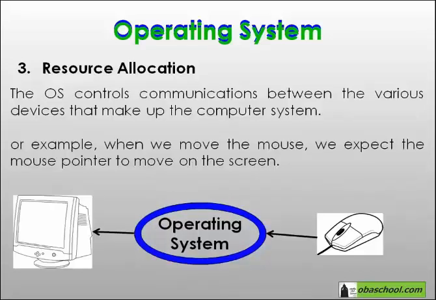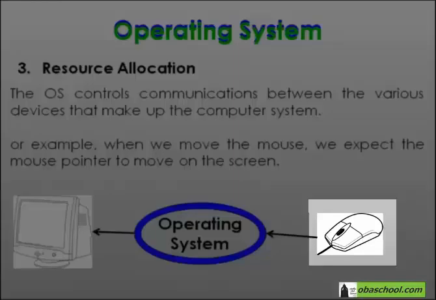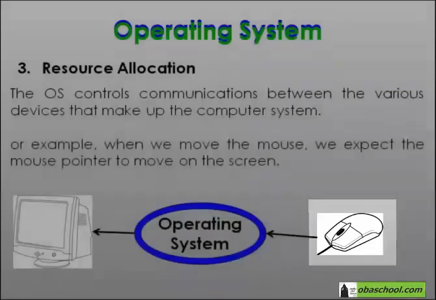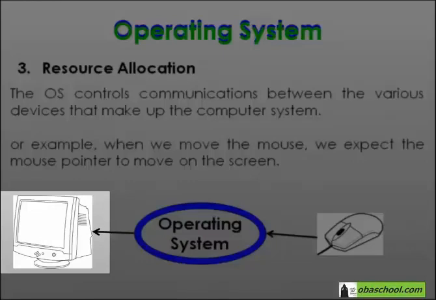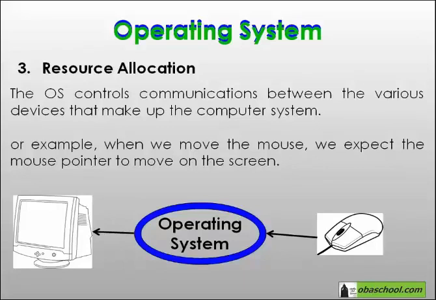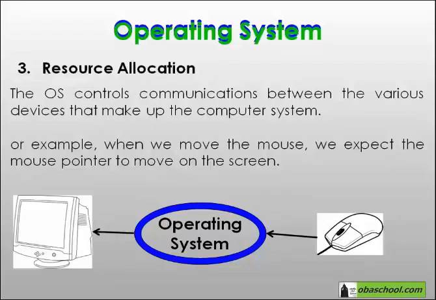Furthermore, the OS controls communications between the various devices that make up the computer system. So even the hardware cannot communicate together without the operating system. So, for example, when I move the mouse and then the cursor or the pointer on the monitor moves, this is due to the operating system. It is allowing for the communication between the mouse and the monitor. So everything is managed by the operating system.